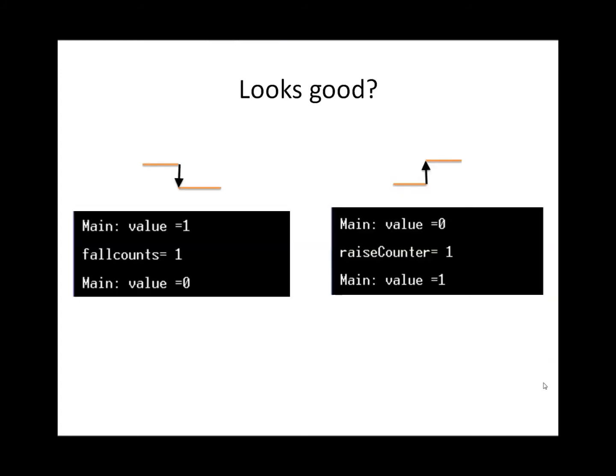Now it looks good. If I do it like this, falling edge, main loop was 1, falling counts equal 1. I printed the number of falling counts and then it goes to 0. If it's rising, it was 0 and then print and then 1. All of you are good with this code? What's your problem? Go back.